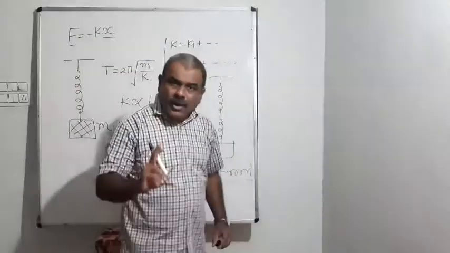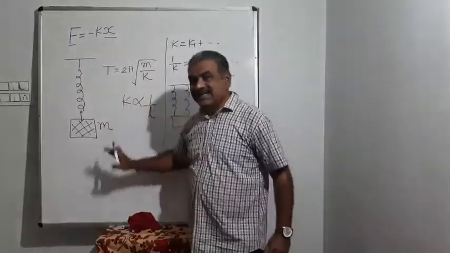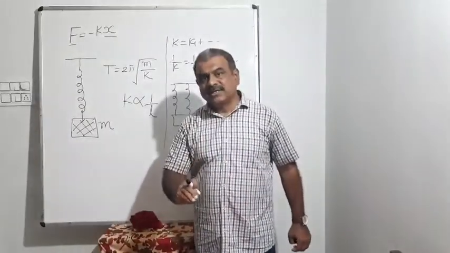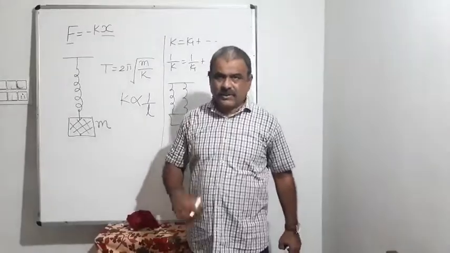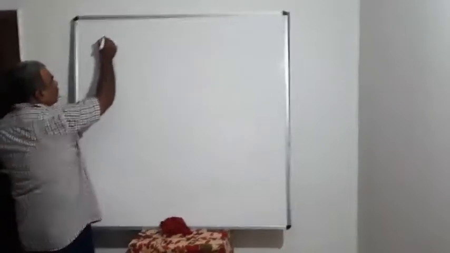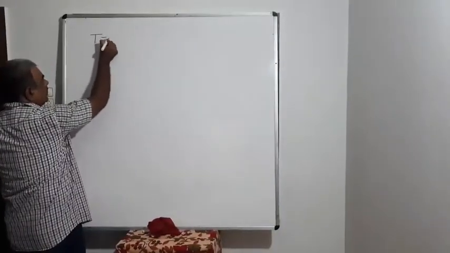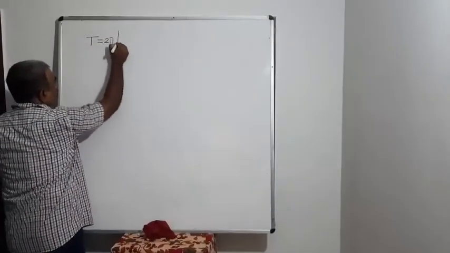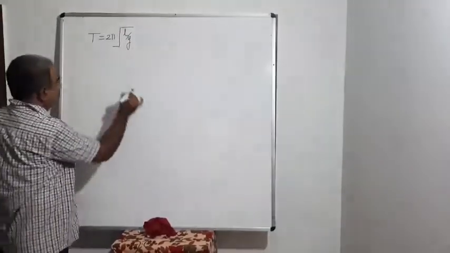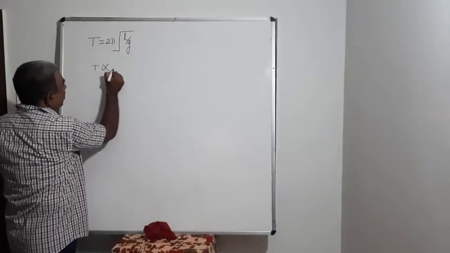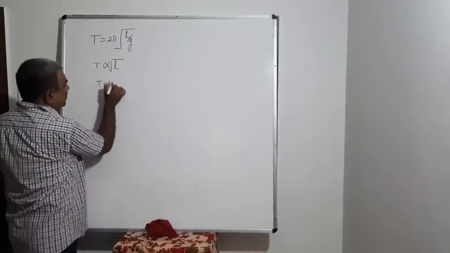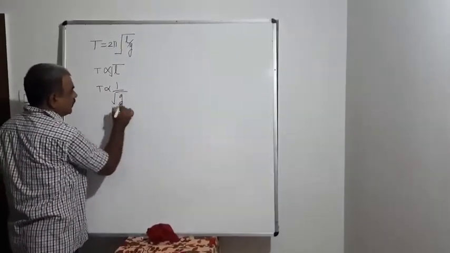Student, you are supposed to prepare the spring concept also properly. That's why I have taken it right now. One more such concept is simple pendulum concept. Yes, we'll go through that. In simple pendulum, we know that periodic time of oscillation T is equal to 2 pi root of L by G. Periodic time T is directly proportional to root of L, and inversely proportional to root of G.